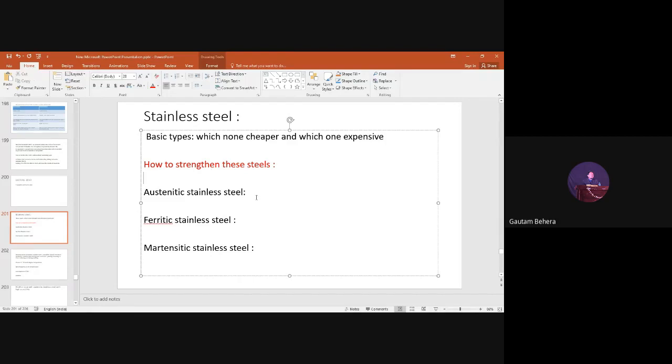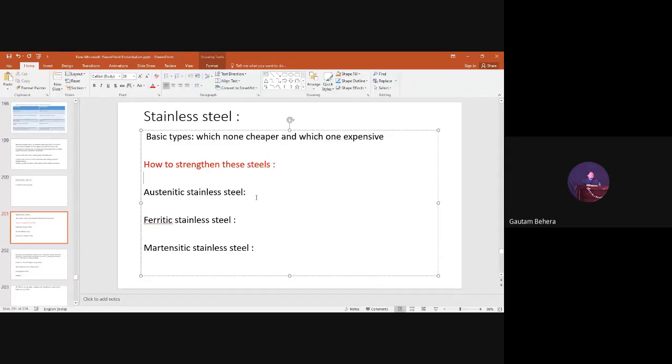So yes, I'm talking about ferritic stainless steel and martensitic stainless steels. These stainless steels are basically chromium based. Whether the nickel is there or not, it doesn't affect. But if nickel is there, it should be very minimum, right?